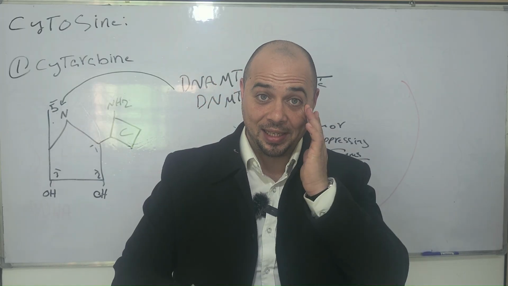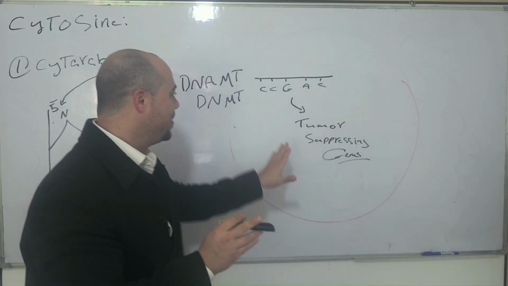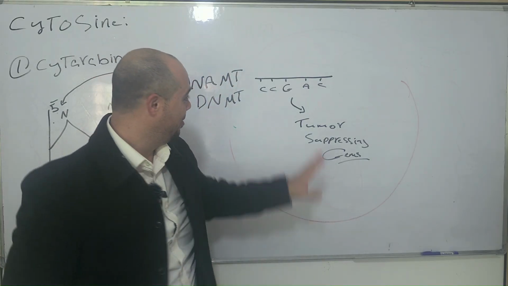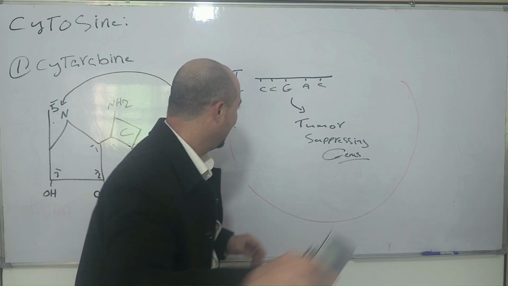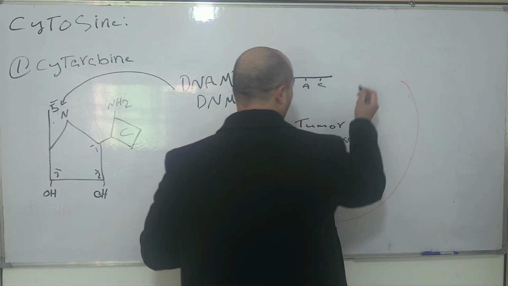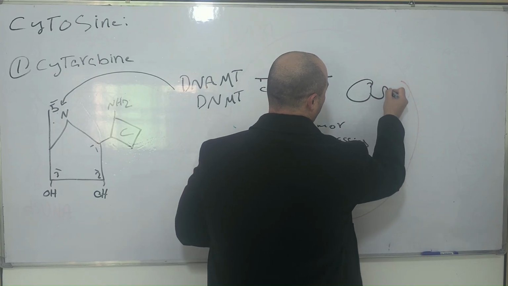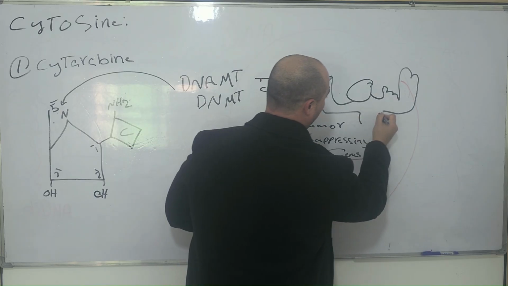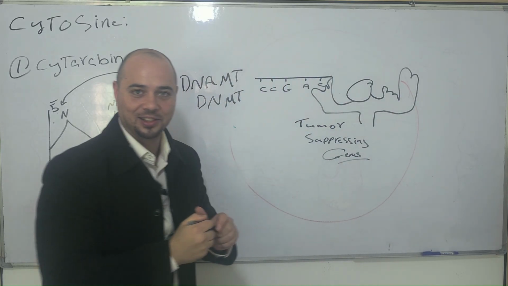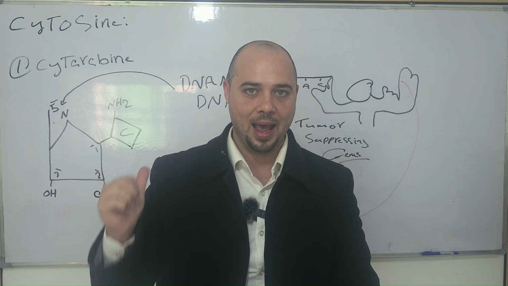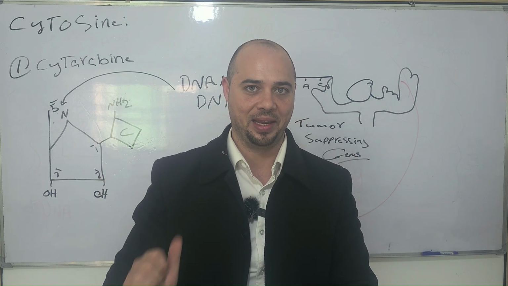The end result is, since there is no methylation, there is going to be no suppression of the tumor suppressing gene. This is not going to be suppressed, and therefore it's going to be active. And now, the gene itself pops up its muscles and starts fighting tumor cells. That's the idea behind azacitidine and decitabine.